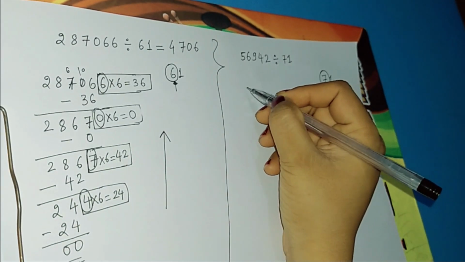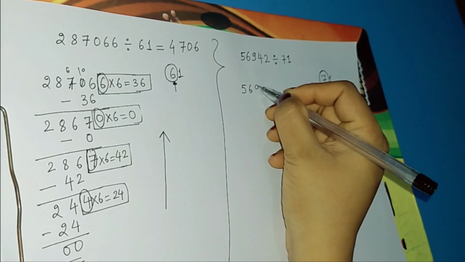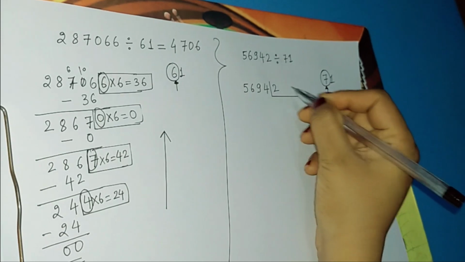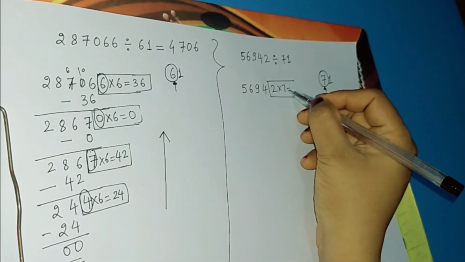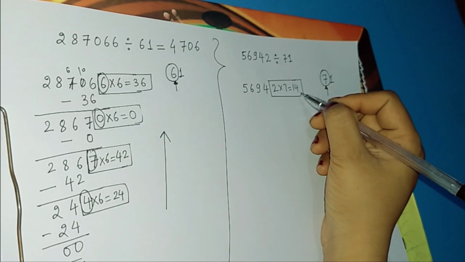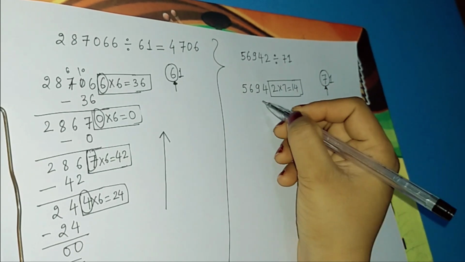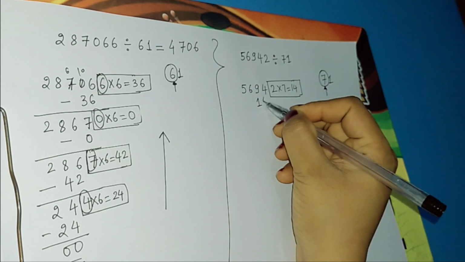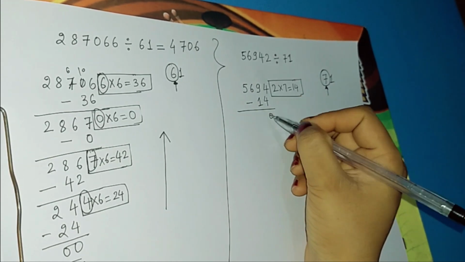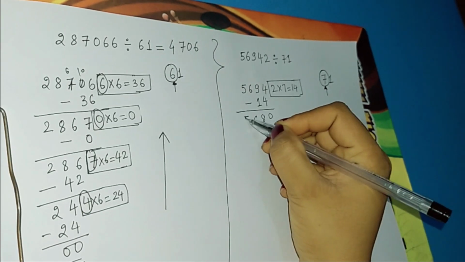Now what we need to do? We need to take the last digit of the given number, that is 2 in our case. We need to multiply this last digit by 7. So here 7 times 2 is 14, and now we need to subtract this 14 from the remaining digit. So here we need to subtract 14. So 4 minus 4 is 0, 9 minus 1, 8, 6, 5.